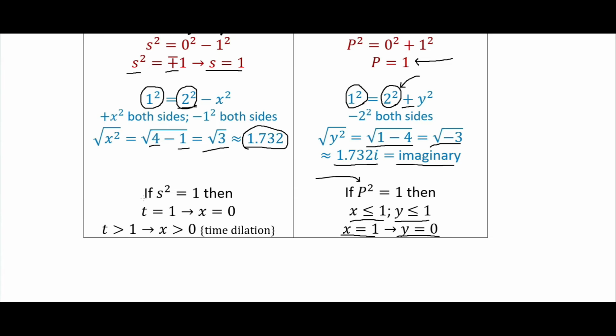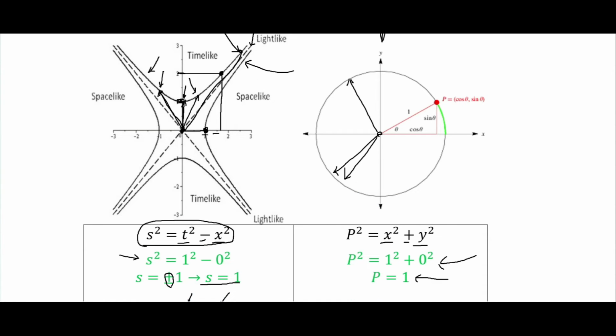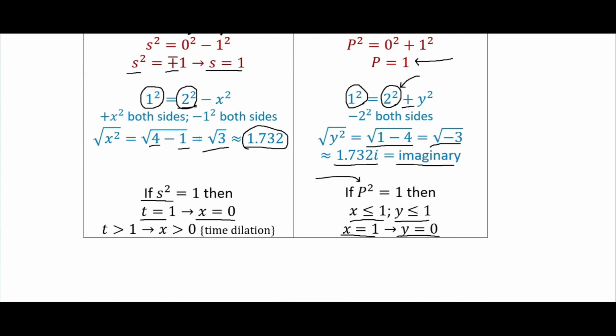Whereas over here, if our space-time interval s squared is equal to 1, and t equals 1, then x has to be equal to 0, because that would just be going up to, I'll change color since I'm already making a mess on here, that would be like going up to there. So x is equal to 0 and t is equal to 1.